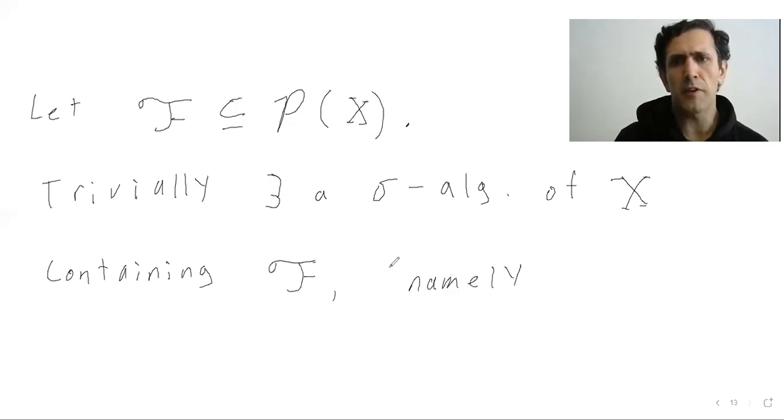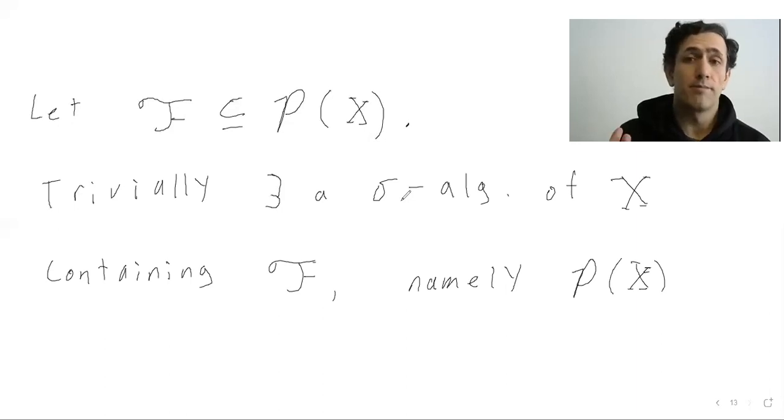Well, you should be able to figure out what the sigma algebra is. That's just a power set. Power set is a sigma algebra. It contains all subsets of X. So whatever script F is, it contains script F. Okay. So we know that if we take intersections of sigma algebras, we still have sigma algebras.